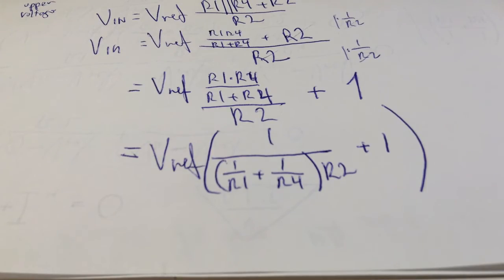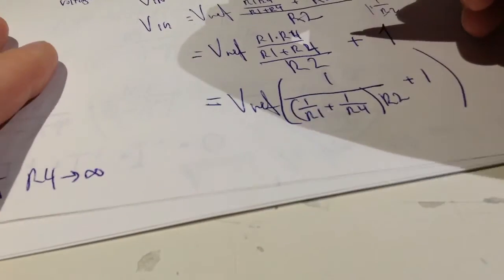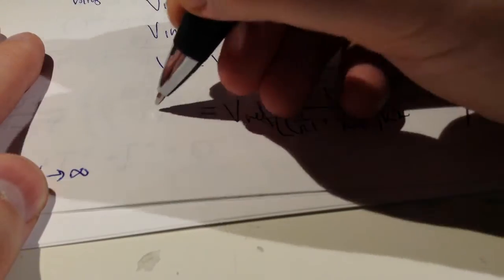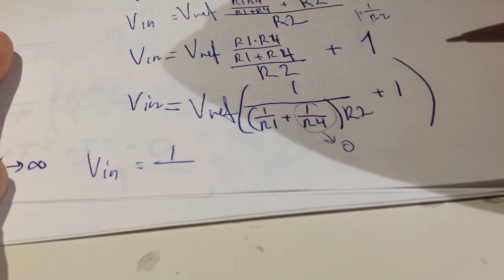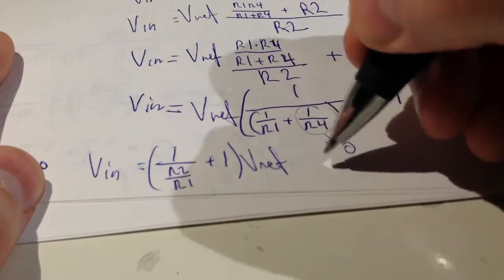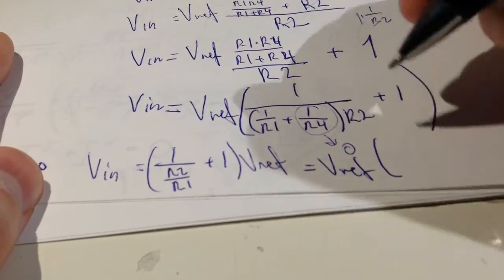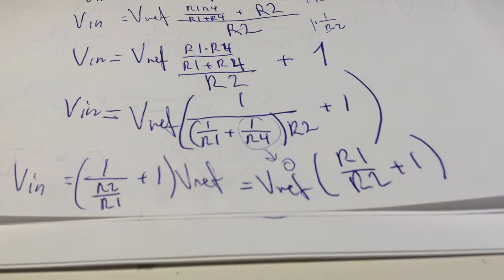And now what happens if we take R4 out of circuit, so we just get the normal voltage divider. So how to take that out of circuit in a formula? Then you set R4 to go to infinity, and then as you can see, the 1 over R4 goes to 0. And then you're back to the original formula. So you see that it works. It's not a complete proof, but you can see it intuitively.